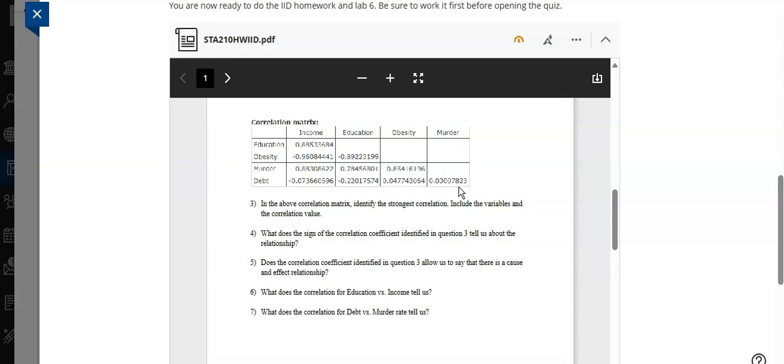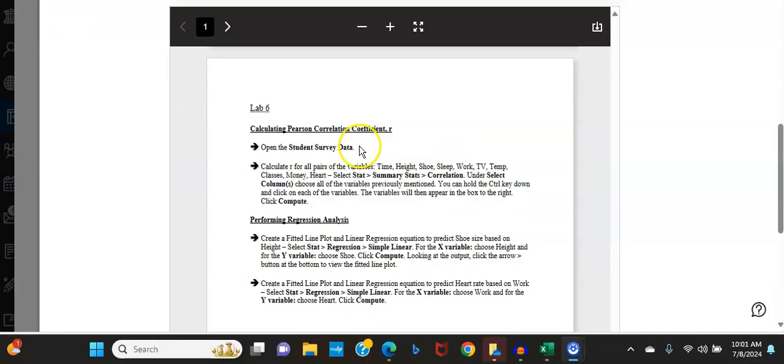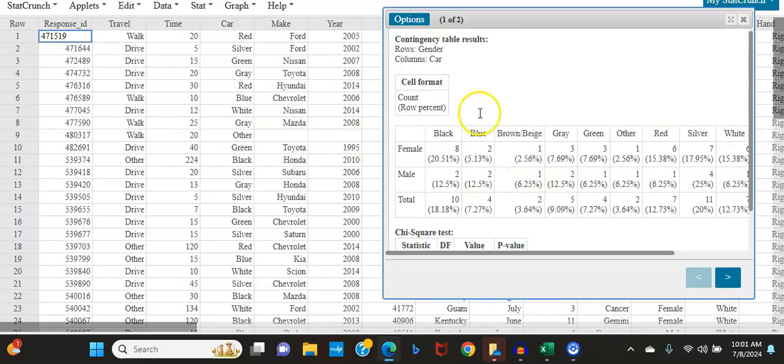All right, now I'll flip down to the next one. For these next ones, we're going to use StatCrunch, and we're going to follow the directions that are right here. Stat, summary stats, correlation, and we're going to select all of these variables in the column and then hit compute. And then we'll be able to answer those next questions. Now, I'm going to answer one of them, which I think is going to help you to answer all of them. So let's go to our student survey data.